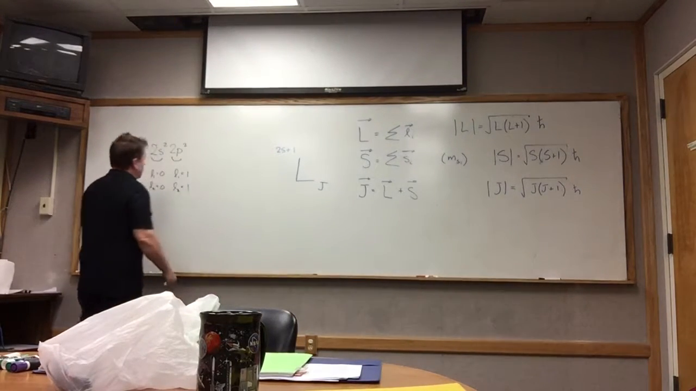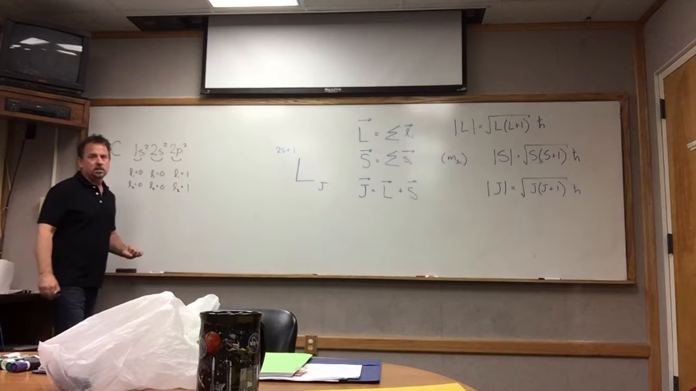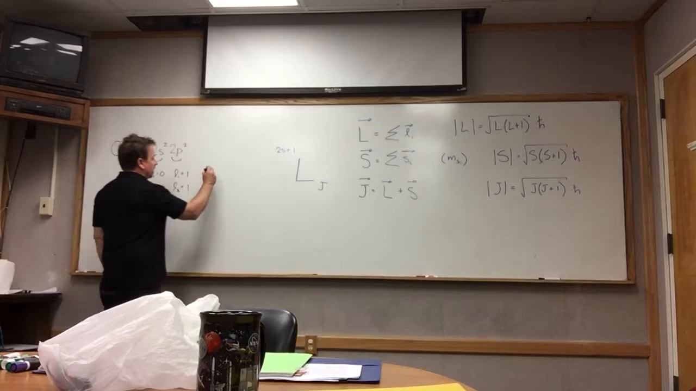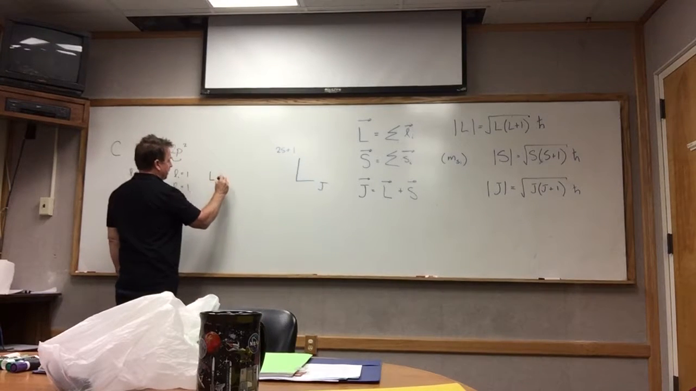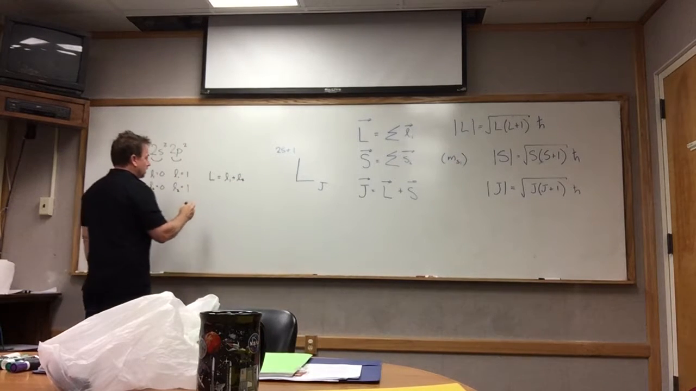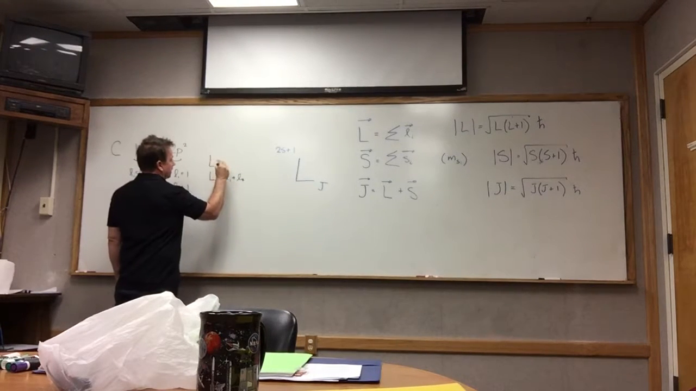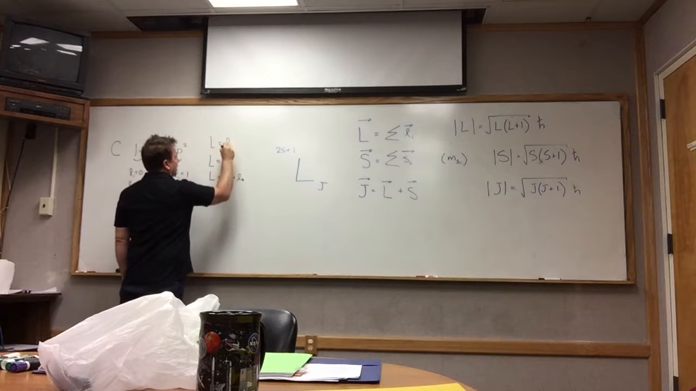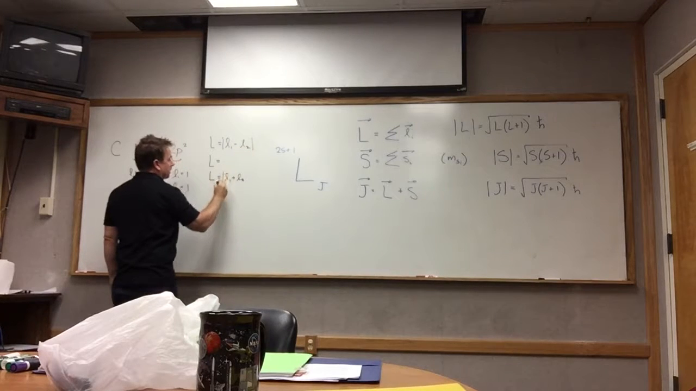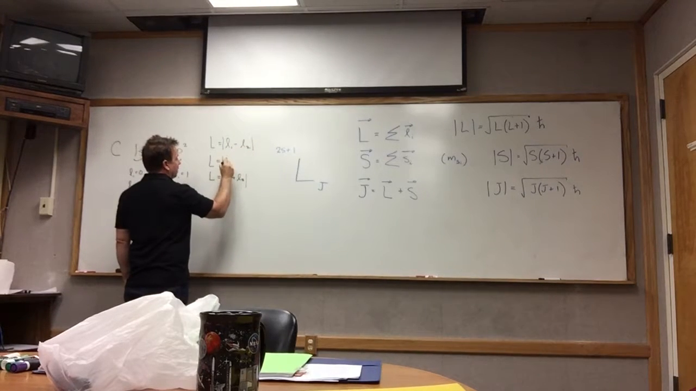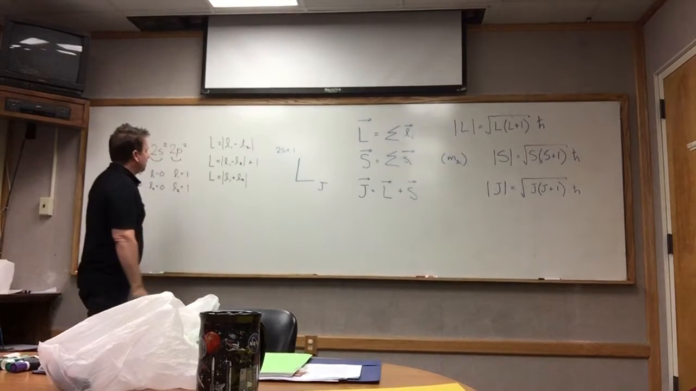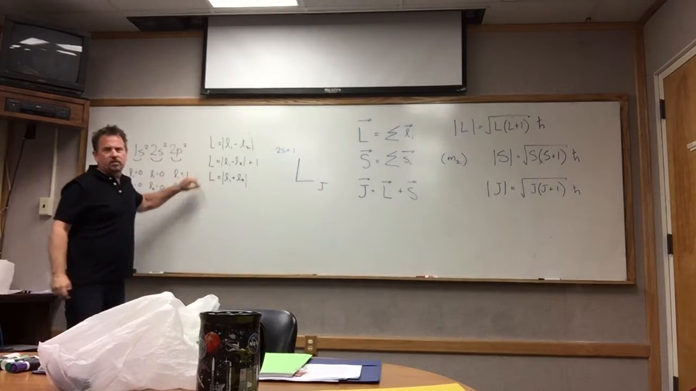So, how do we get L? Okay. Well, L can equal L1 plus L2. It can equal L1 minus L2, or it can equal L1 minus L2 plus 1. That's the way the vector sums work.